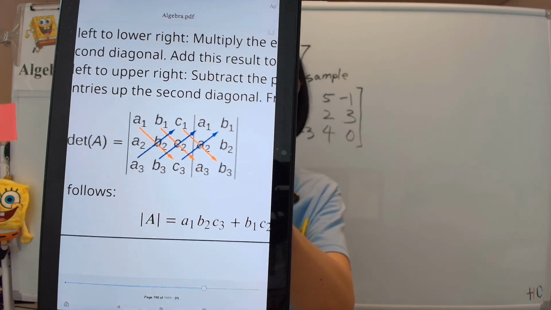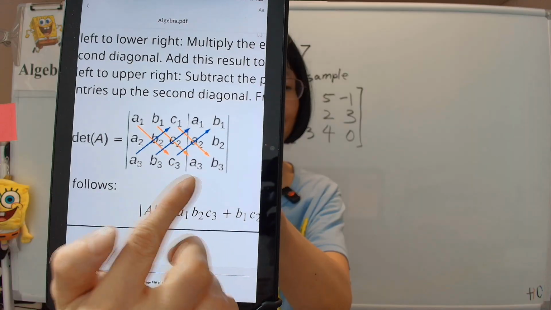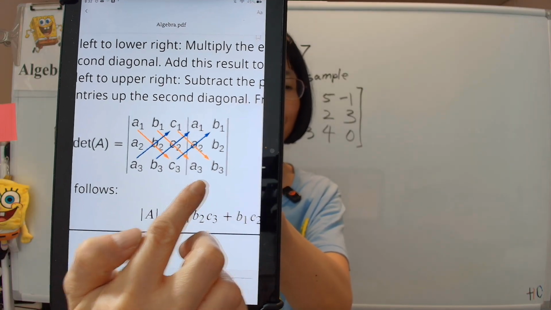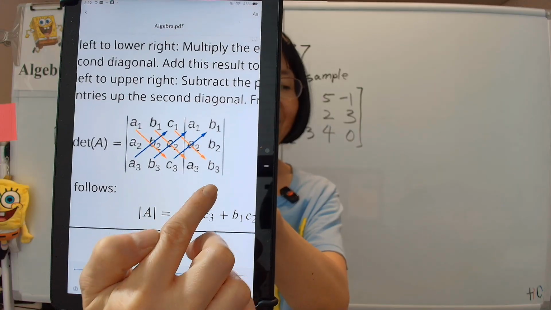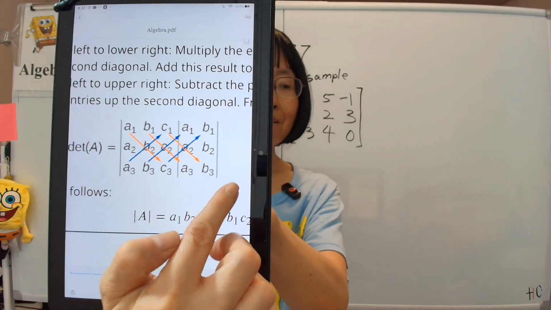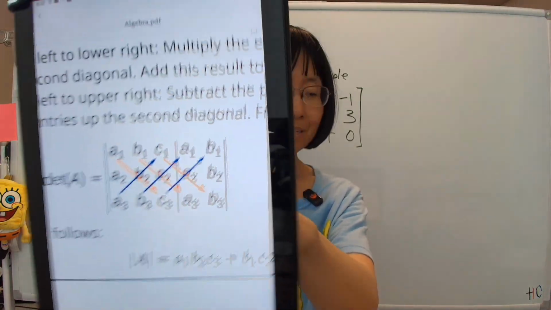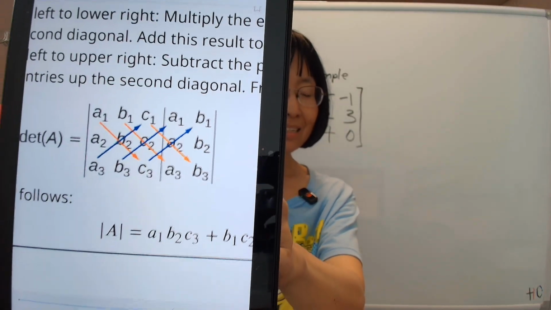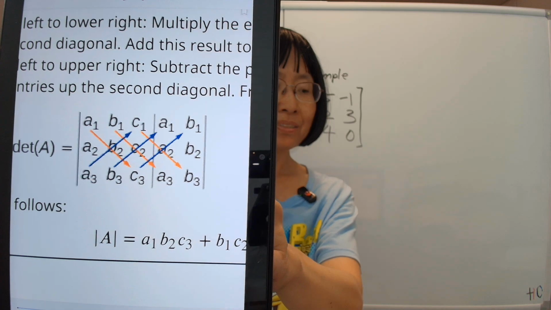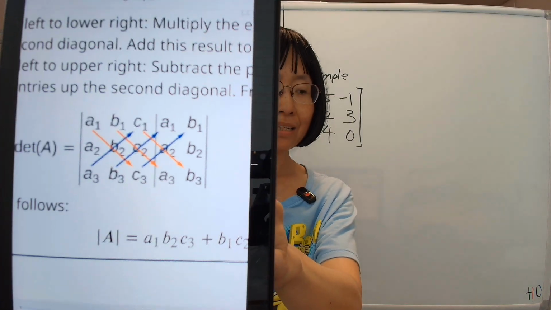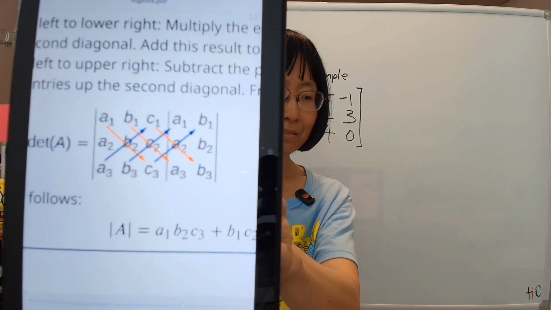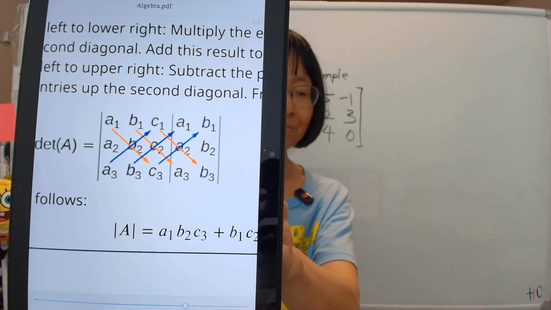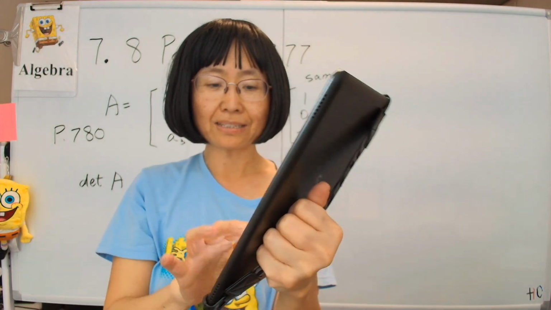Now, I should mention that first what you do is, this is the matrix itself, and then you repeat the A row and the B row next to it, like this, okay? You do that before you can do this process. Once you've done that, then you can do this neat little process, which is follow the orange lines, okay? You multiply A1, B2, and C3 together. Do the same thing with B1, C2, A3, and you add it together, okay? Add the products, like it says on the bottom.